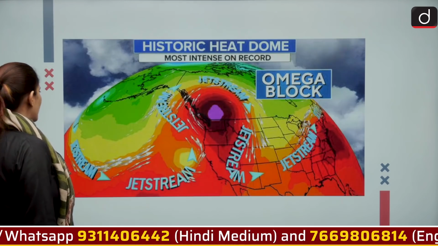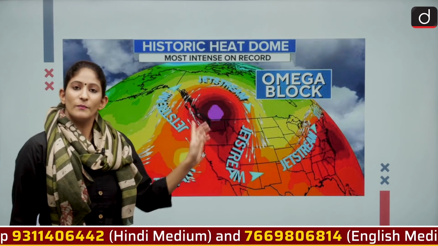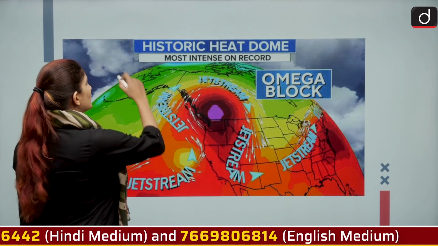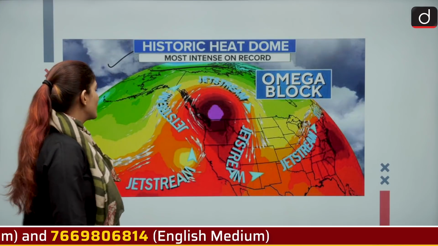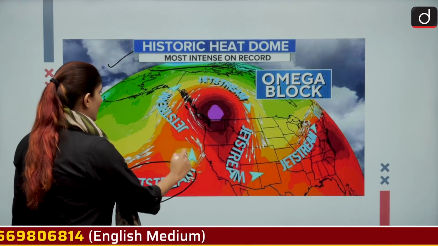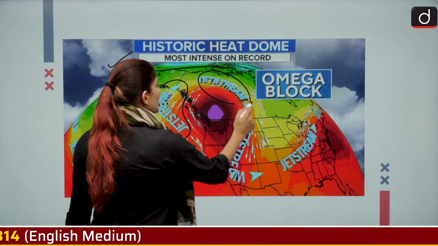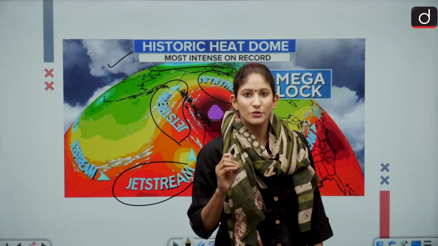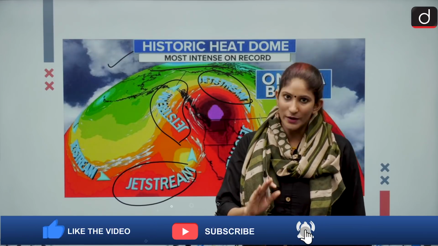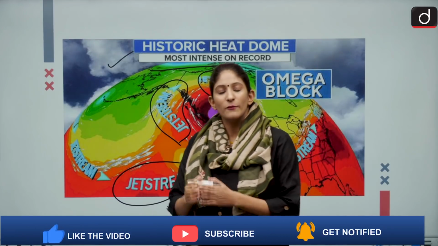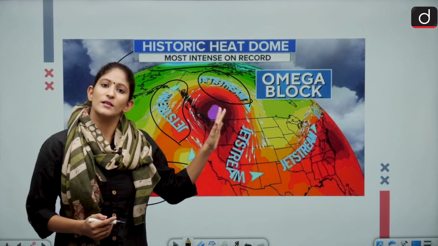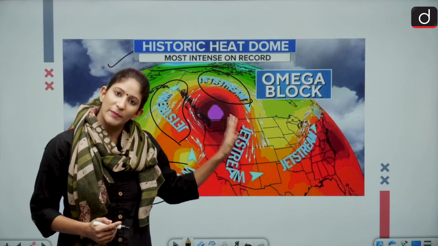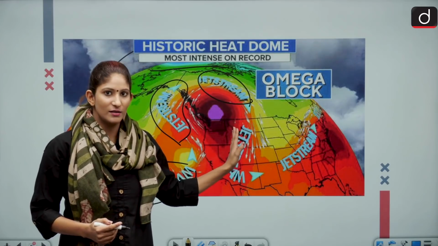Moving on, let's look at this area. As you can see here, historic heat dome, most intense on record. And this is the jet stream, right? What is a jet stream? Jet streams are geostrophic, horizontally flowing winds from west to east. They form because of the formation of two different pressure gradients, and because of that, the jet stream is normally formed.